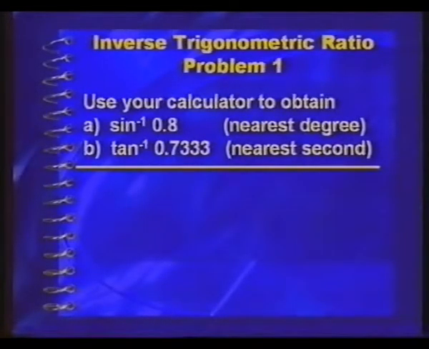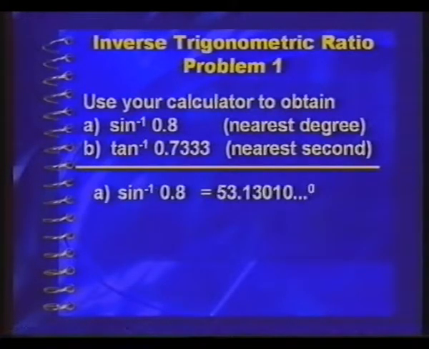Here in this example we have to find the inverse sine of 0.8 to the nearest degree. Let's do that one first. I press it in on the calculator. You will get 53.130 and a lot of other decimal places. You round it to the nearest degree, it becomes 53 degrees.